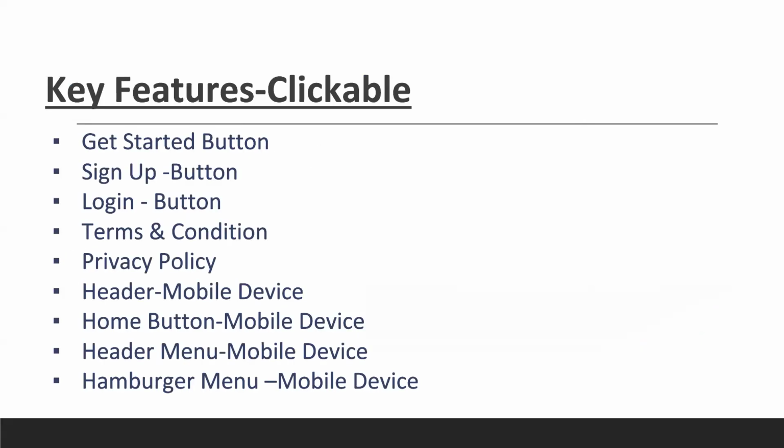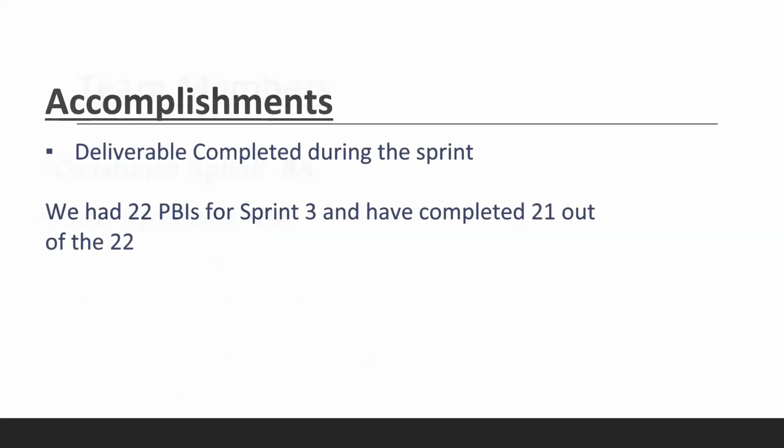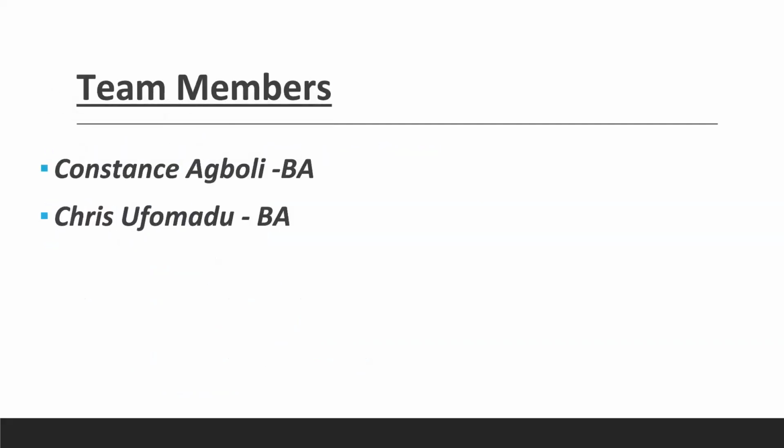And the key features for this sprint, as highlighted here in bullet points, are the get started button, the sign up button, the login button, terms and conditions, privacy policy, header, header mobile device, home button mobile device, header menu mobile device, hamburger menu mobile device, and so on. The team members for BA are myself and Constance Aboli.